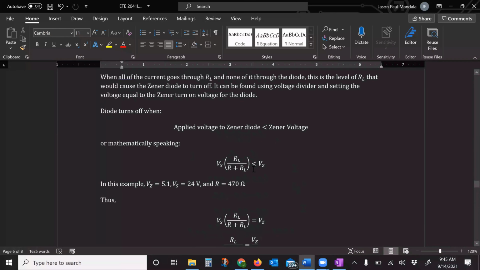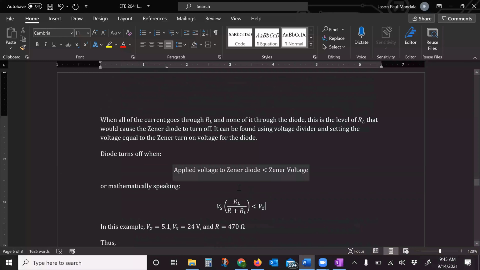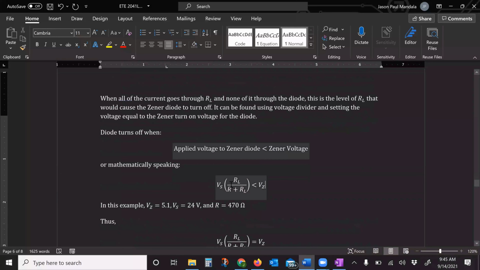So this is the voltage divider equation, and what we want is the voltage. So this is actually saying when the diode turns off. If this left side of the inequality is less than VZ, then that means the diode will be off and the voltage across the diode will be whatever you get from this voltage divider calculation. If you do this voltage divider calculation and you get something greater than VZ, then the diode is on and it's going to drop exactly VZ volts.